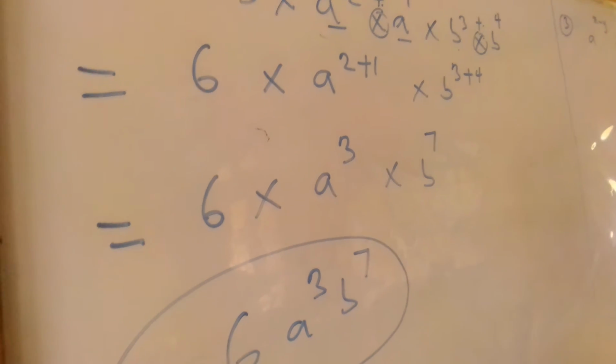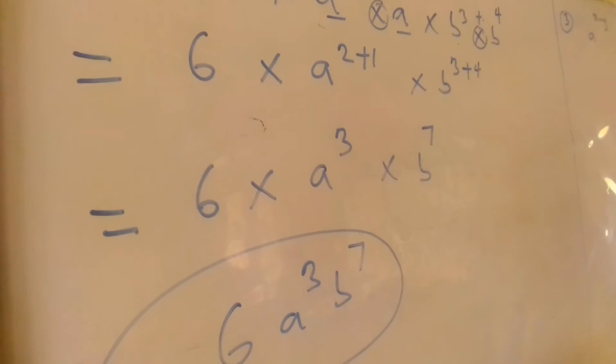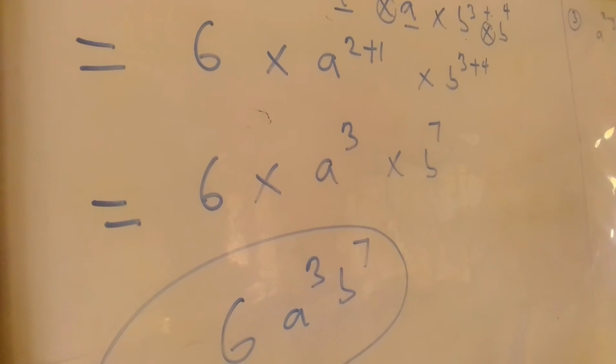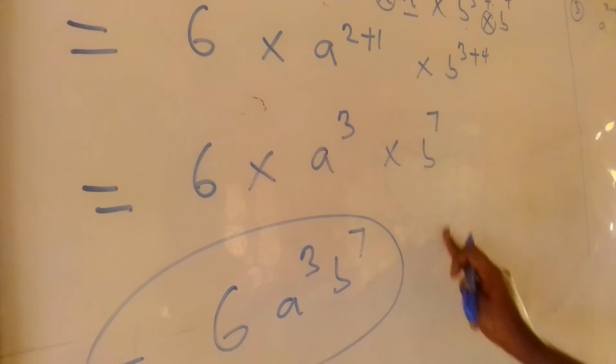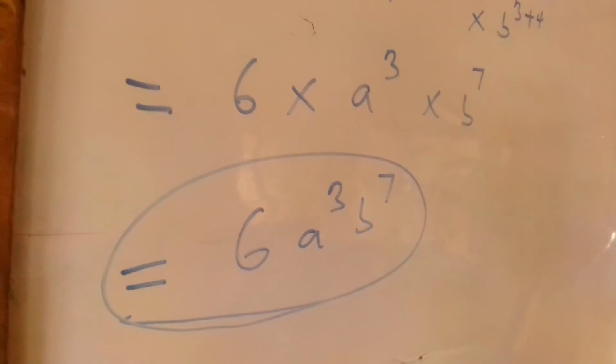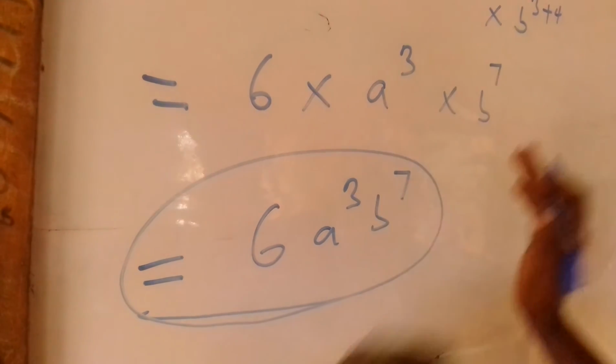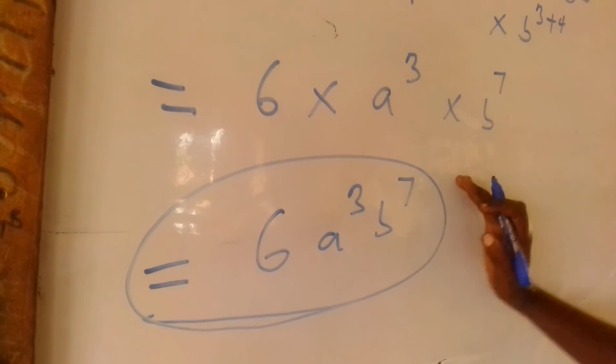When we combine everything together, that is, combine number with alphabet, we are going to have 6 A raised to power 3, B raised to power 7. Then we write them all together. This is the final answer.